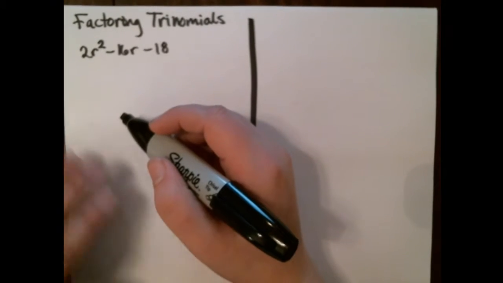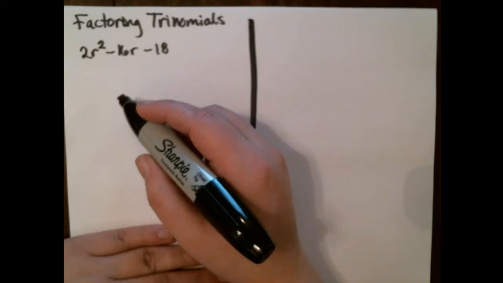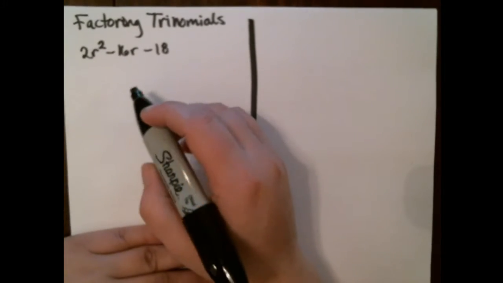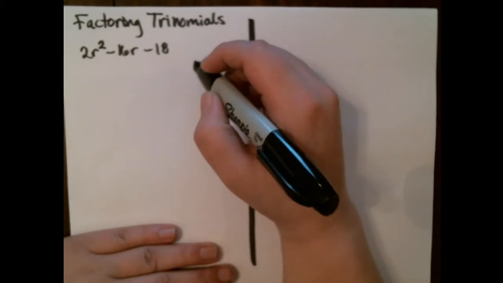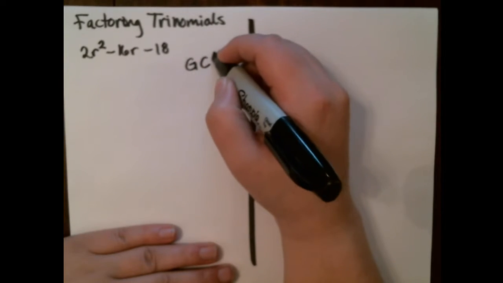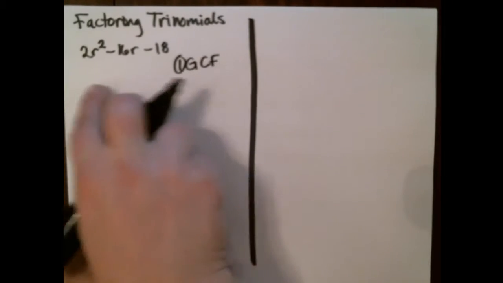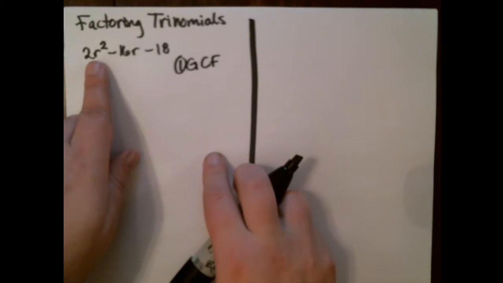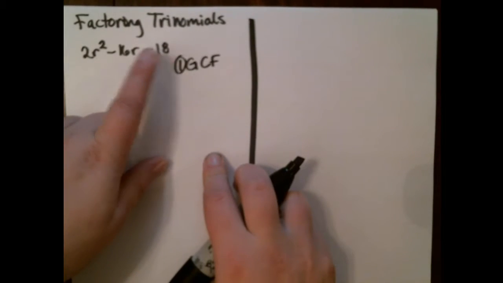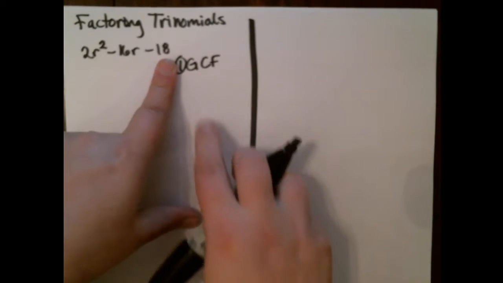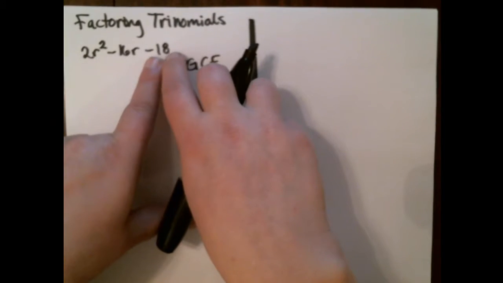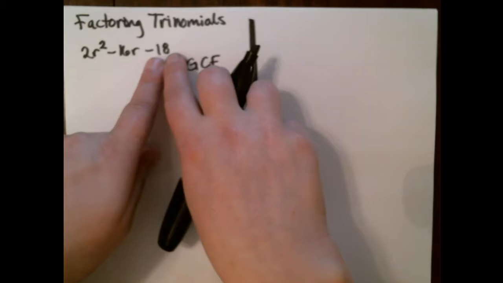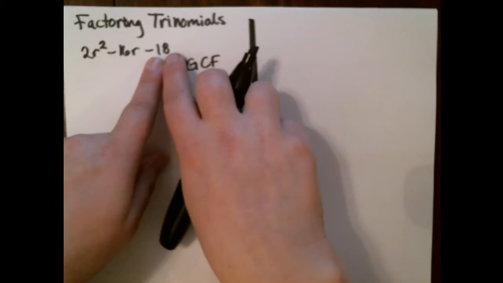So just a quick reminder, we've done this a couple of times. It should be pretty straightforward. My first step is always going to be GCF. Take out the biggest number or variables you can. Notice that I have an r squared here and an r squared there, but there's no r's in the negative 18. This is called your constant term. There's no r there, so I'm not going to be able to take out any r's.